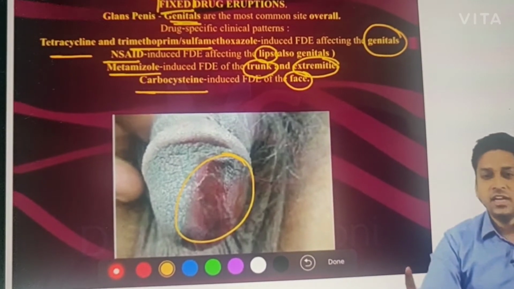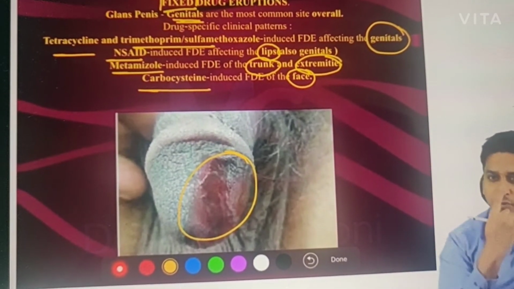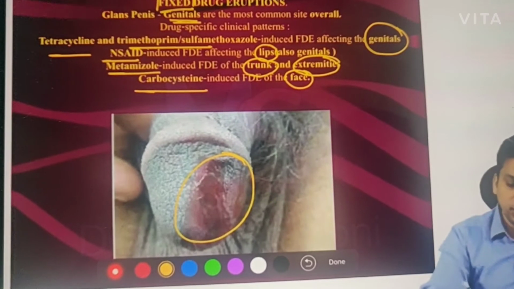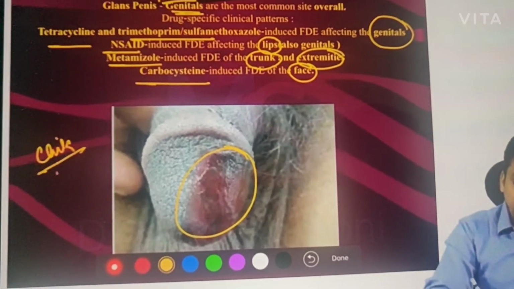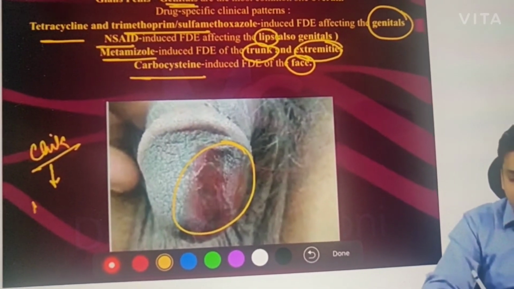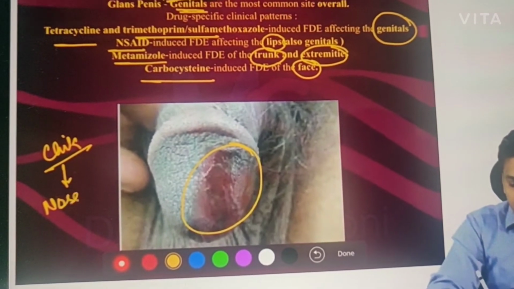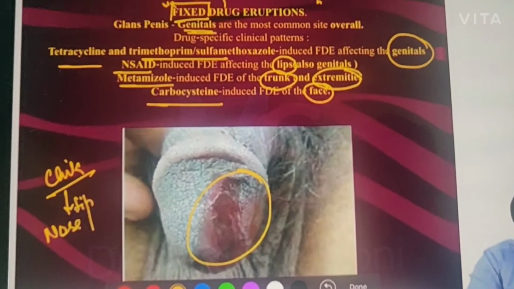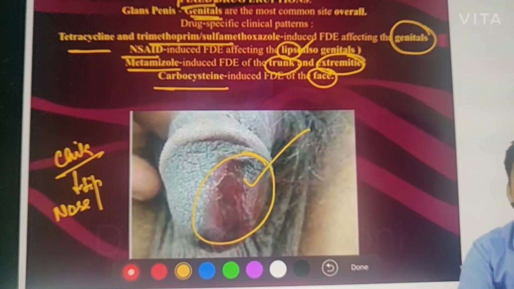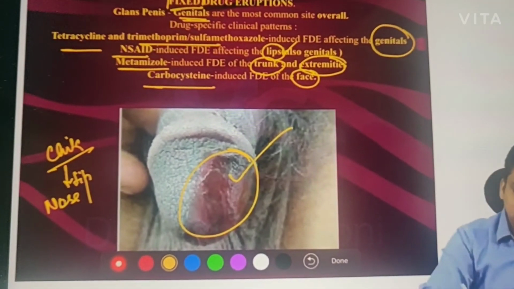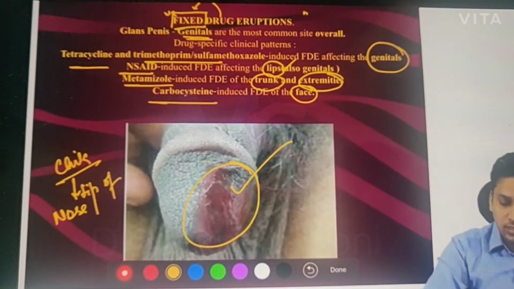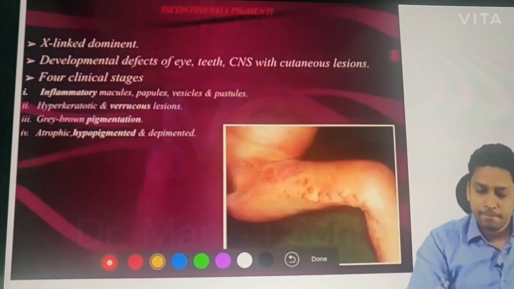But if you find a peculiar pigmentation over tip of nose, that could be due to chikungunya fever. So due to chikungunya fever, sometimes peculiar pigmentation develops over tip of nose. So if it is present over genitals or lips, then it is fixed drug eruption. But if it is present over tip of nose, then consider chikungunya fever as well.